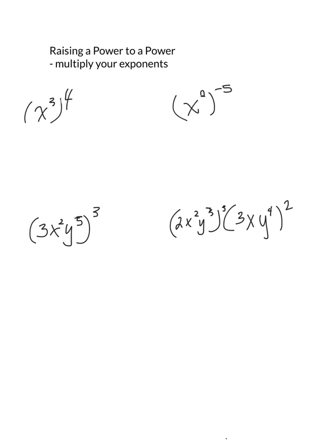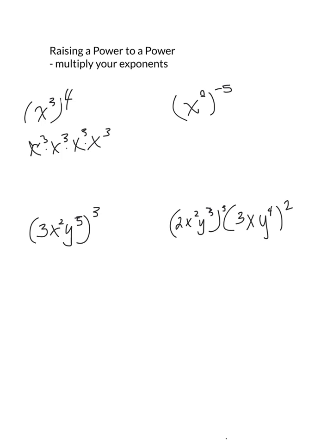When raising a power to a power, you multiply your exponents. So in this first example, we have x to the third to the fourth power. What this is saying is take x to the third and multiply it by itself 4 times. So you have x to the third times x to the third times x to the third times x to the third.